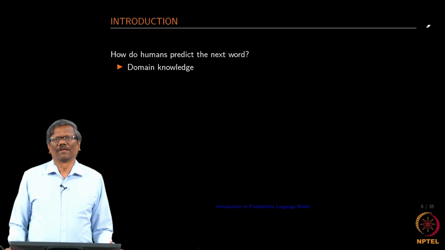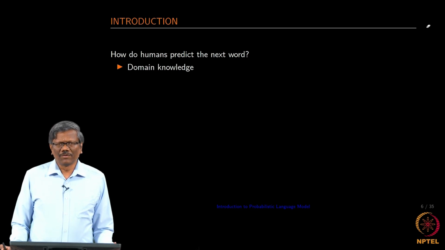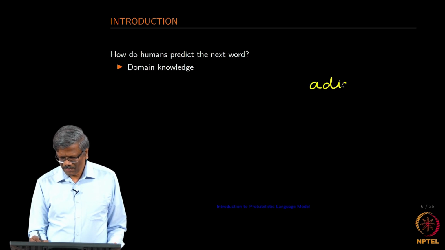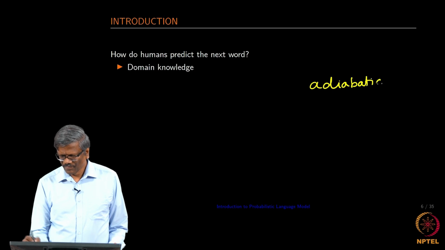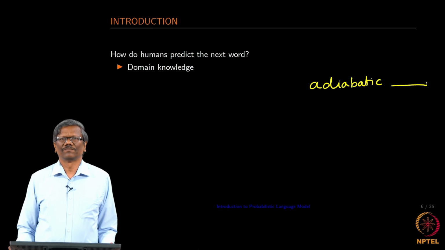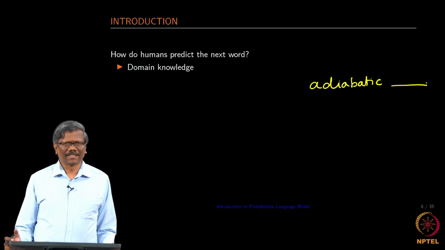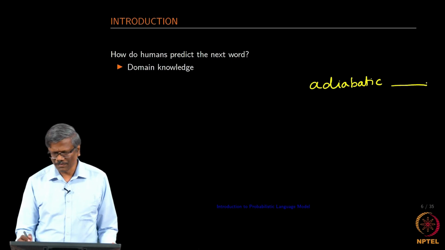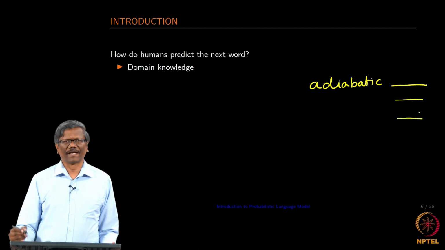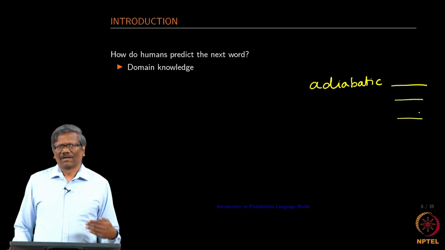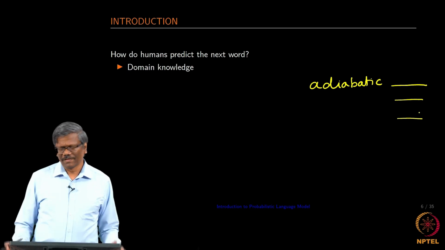domain, okay, very well. For example, if I give you the word adiabatic and then ask you to find what is the next word. Okay. If you did not understand thermodynamics or if you did not study thermodynamics, it is not possible for you to fill in those words like adiabatic expansion, compression and so on. So, you require a domain knowledge to be able to fill in the missing word.